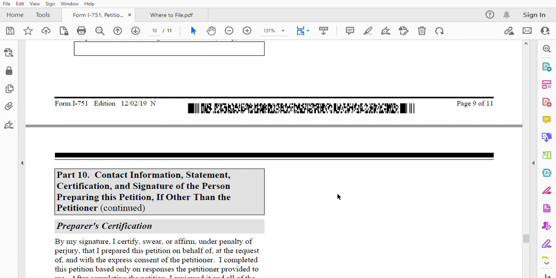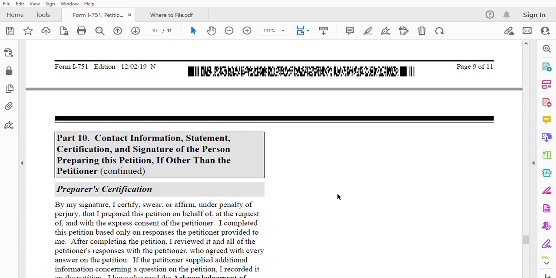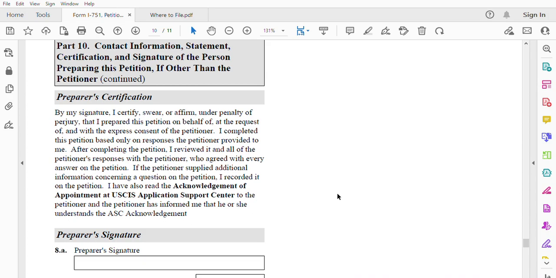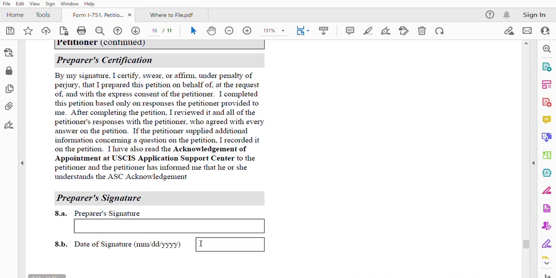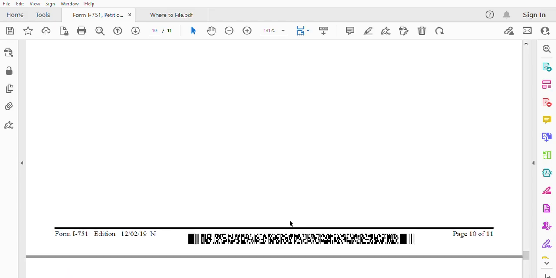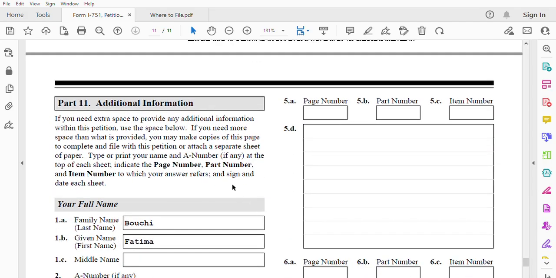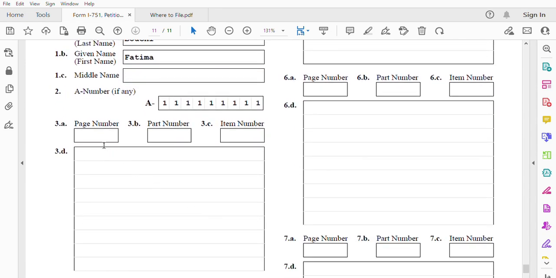We're going to go to the next one, Part 10, contact information, statement, certification and signature of the person preparing this form. The preparer is the same. It's 4/29/2023. Please do not sign it until you print it, then sign it with black ink. I want to talk about this additional information because most of the time it is a little bit tricky. When you add, for example, an address, please put the item number, for example 1, 2, 3, and the full one.